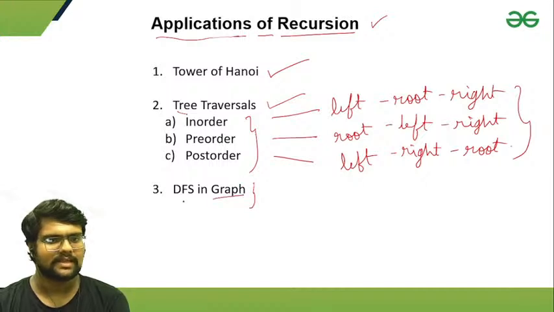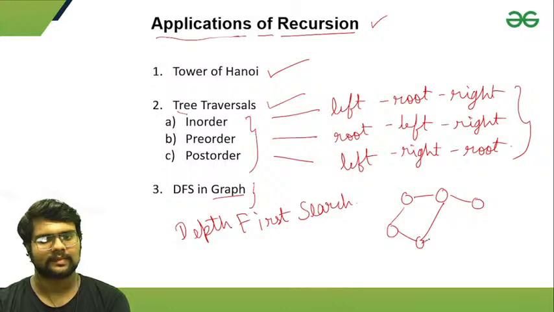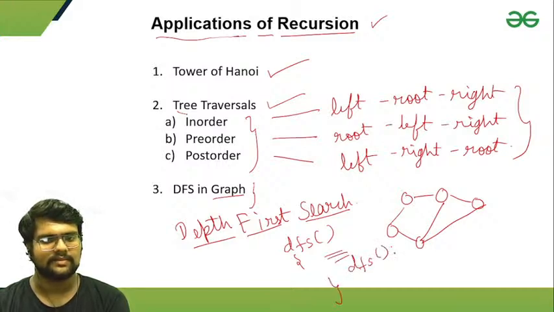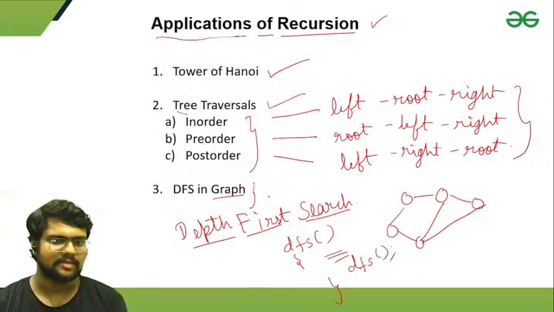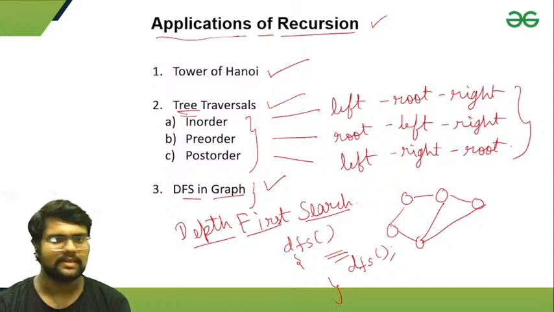Then we have DFS in graphs, which is known as depth first search. It is a graph traversing technique. If we have a graph, something like this, we can use DFS to traverse it. It generally uses recursion, in which the DFS code is written and again we call the DFS function with some unvisited node. So recursion can be used to do that. These are some applications of recursion. We will study tree traversal and DFS in graphs when we study trees and graphs in the data structure part.